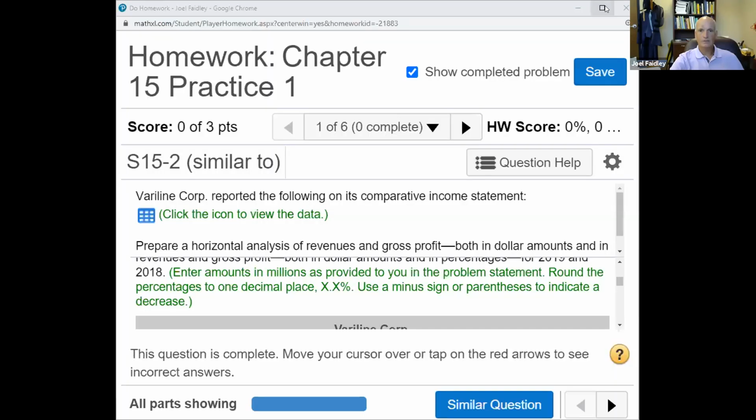And then the last step is financial ratios, which is like current assets divided by current liabilities, debt to equity ratios, earnings per share, price earnings ratio, and so forth. So let me go ahead and share the screen for chapter 15. We'll go ahead and jump in here.